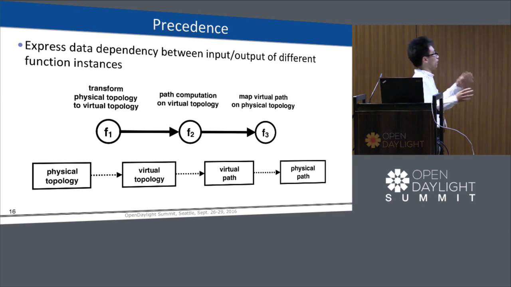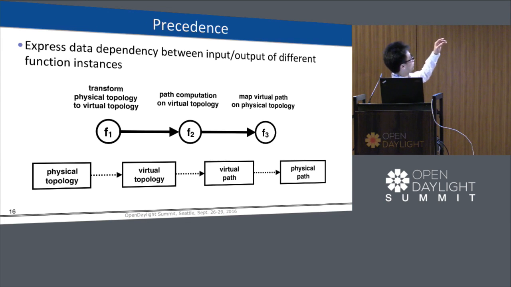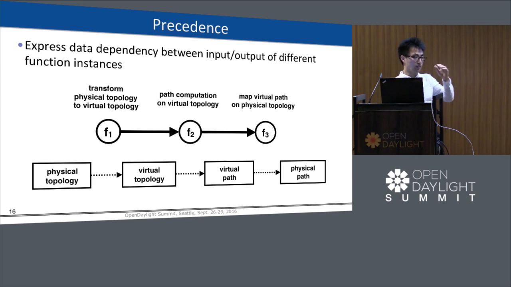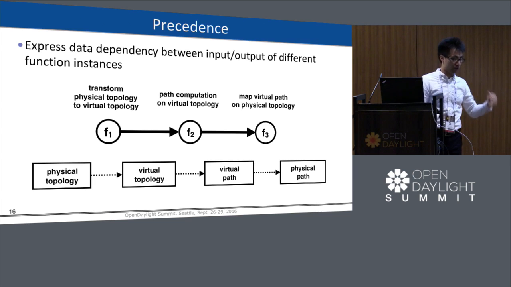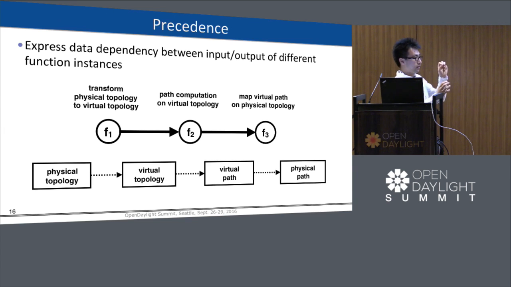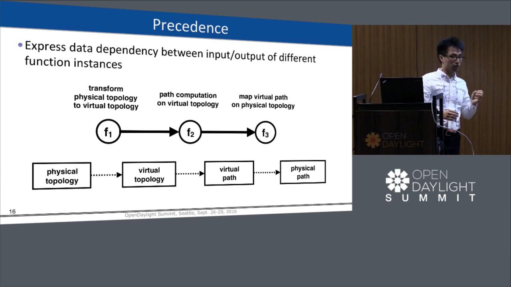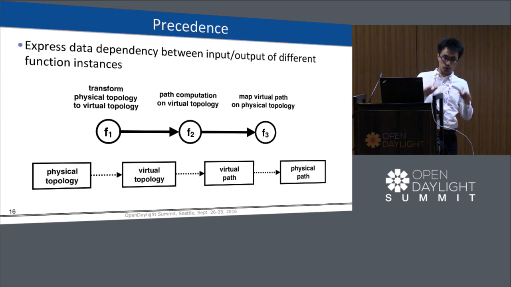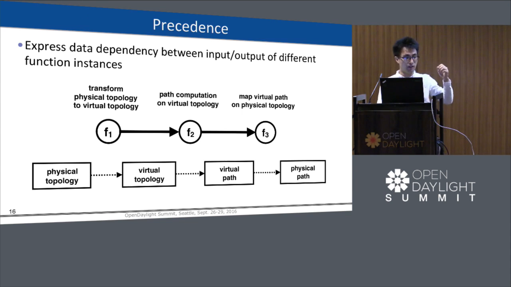And here we give some examples of why we need these attributes. This page demonstrates, for example, we have three function instances. The first one transforms the physical topology into a virtual topology. The second one calculates a path in the virtual topology. And the third one maps the calculated path from the virtual topology to the physical topology and installs the corresponding flow rules. These three functions must be executed in sequential order. So we must have generated the virtual topology before we can start to calculate the virtual path. So in that case, we need this precedence relation between different function instances to give this sequential order that the function instances should follow.